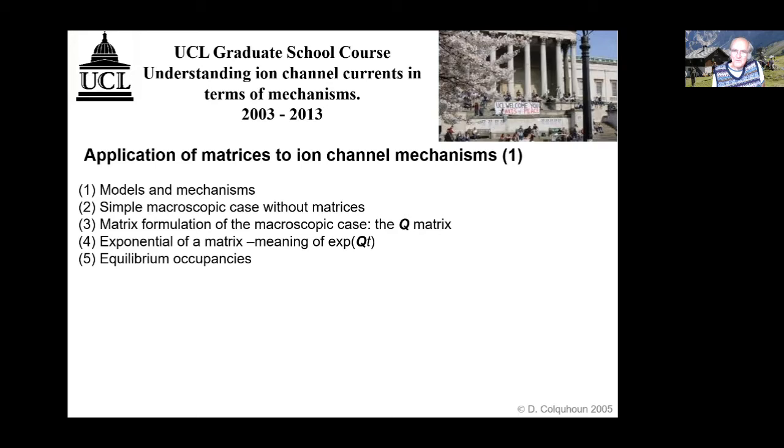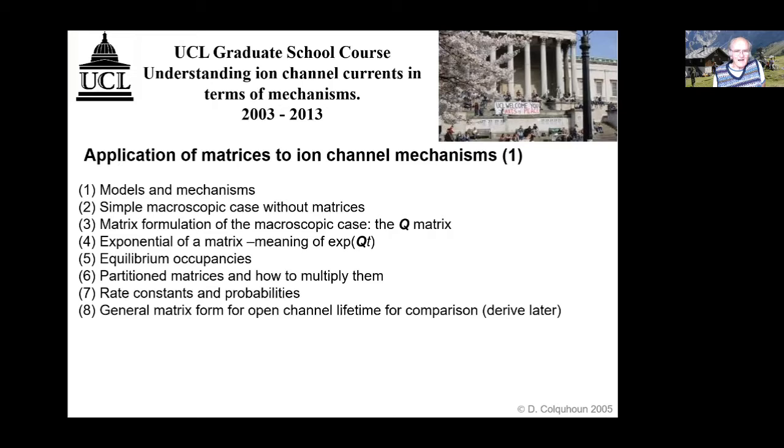Then we'll deal with how you get the equilibrium occupancies. Mostly we're concerned with rates here, but of course, as time goes by, the rates will settle down to an equilibrium value, and you can calculate those in the way we'll describe. That will involve some partition matrices and some rate constants and probabilities. And then we'll get as far as doing the general matrix form for the open channel lifetime, which we'll derive later.